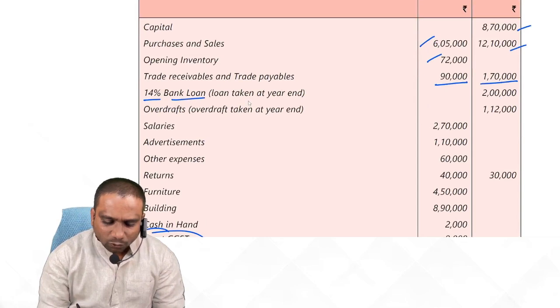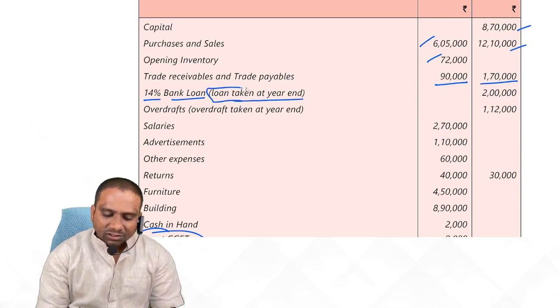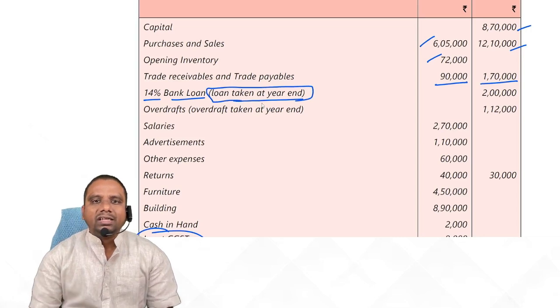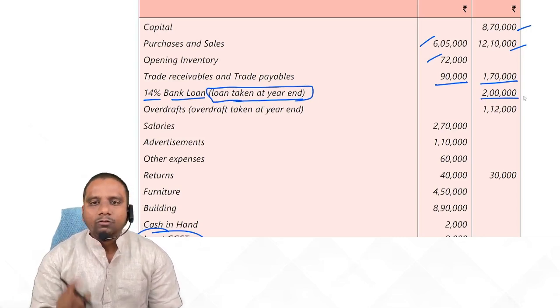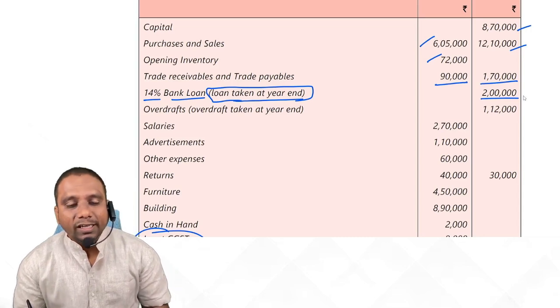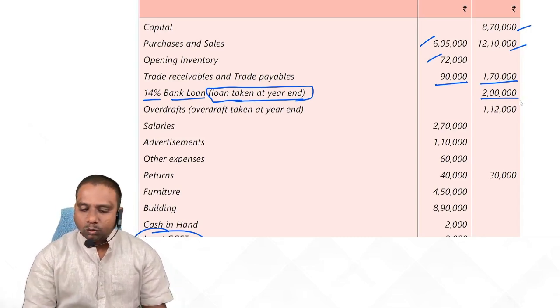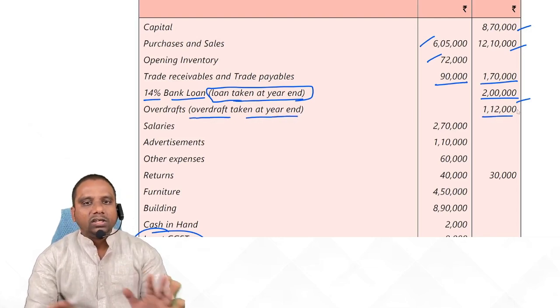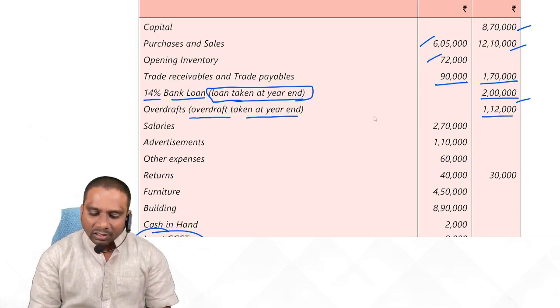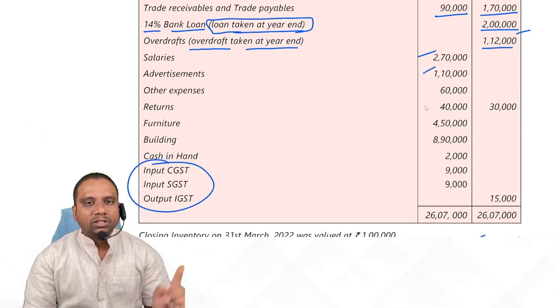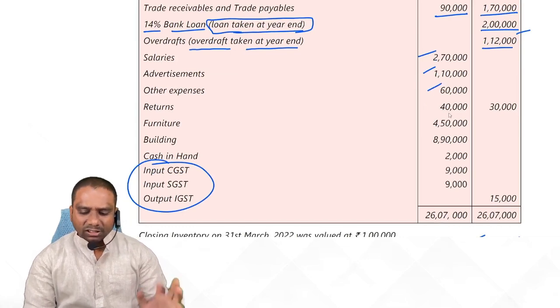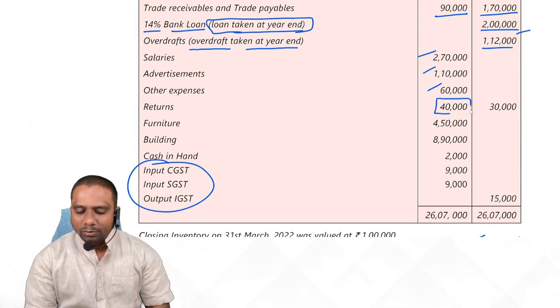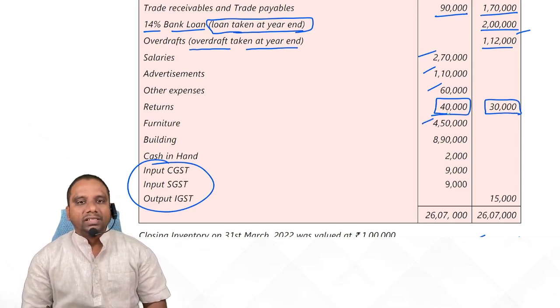Next one, 14% bank loan taken at the year end. See here, they are clearly mentioning we have taken the loan at the year end, which means on this loan of 2 lakhs you need not calculate any interest. So 2 lakhs is a balance sheet liability. Overdraft taken at year end is also a liability; you need not calculate any interest on the overdraft. Salaries expense: P&L account debit. Advertisement expense: P&L account debit. Other expenses: P&L account debit. Returns: see, debit returns means sales returns, deduct from sales. Credit returns means purchase returns, deduct from purchases. Furniture: asset, debit. Building.